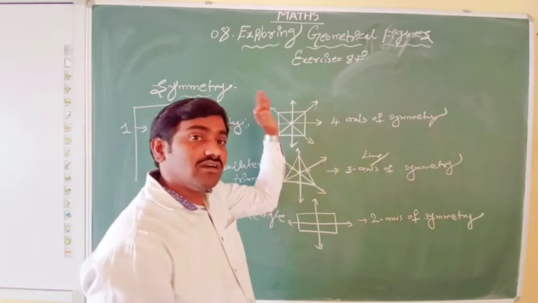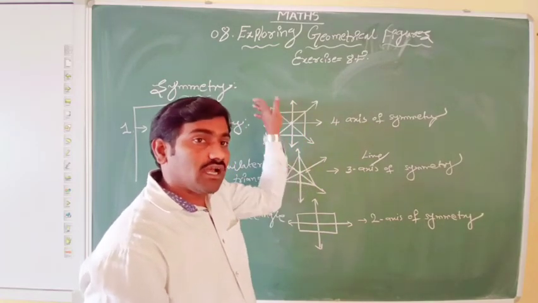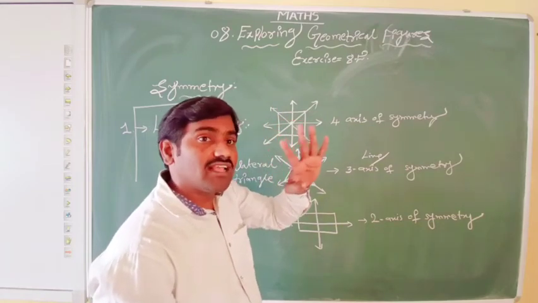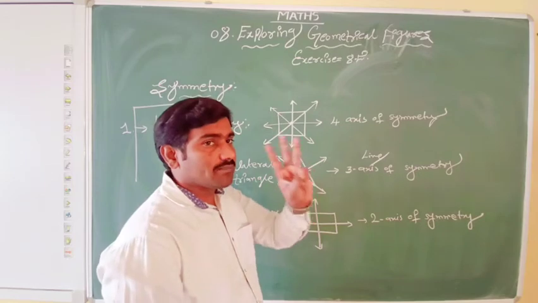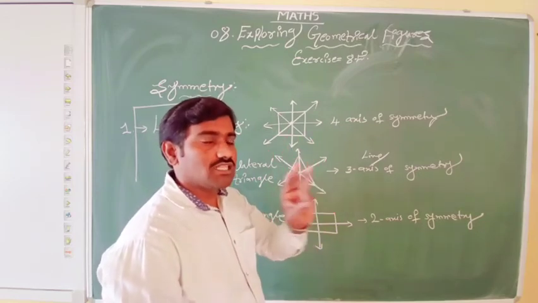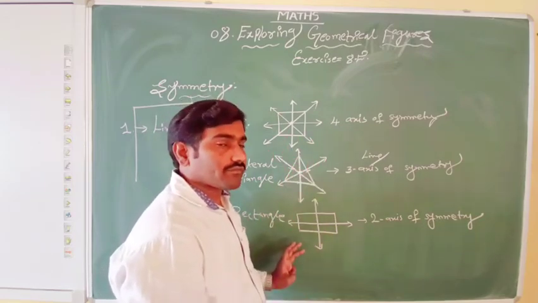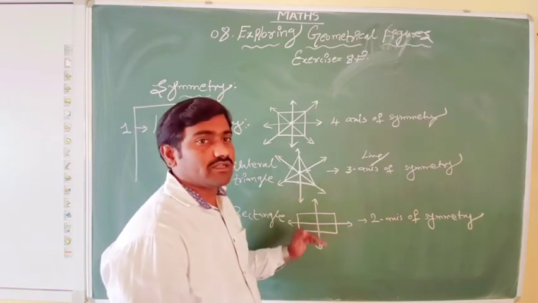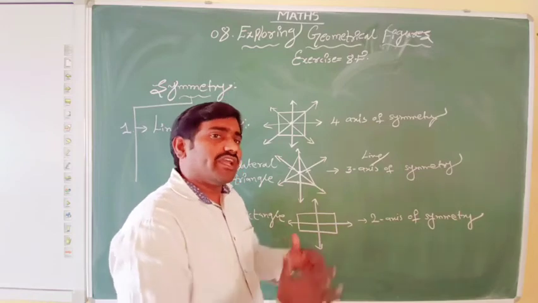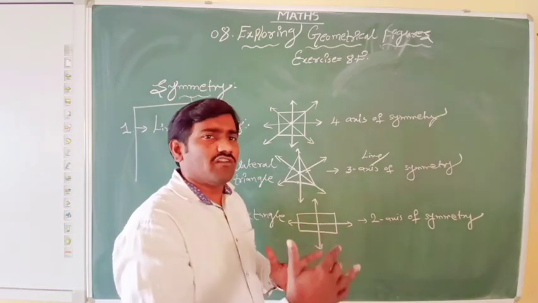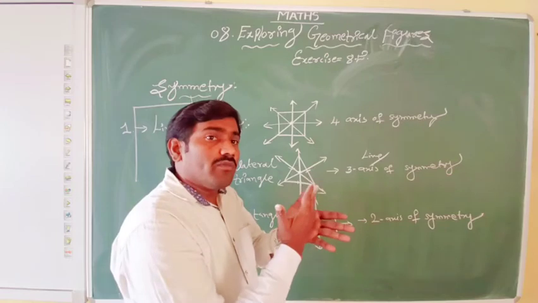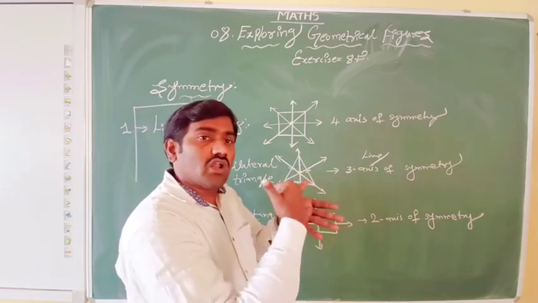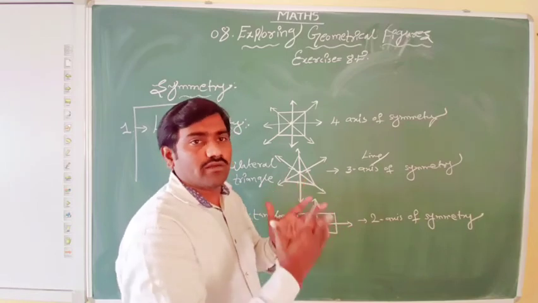How many lines here? Vertically, horizontally and diagonally. A square has 4 axes of symmetry or 4 line symmetry. An equilateral triangle has 3 axes of symmetry or 3 line symmetry. Here a rectangle, an irregular polygon, has 2 axes of symmetry. In the same way, you take any figure or any alphabet, in how many equal identical parts can we divide it, by using vertical line or horizontal line or diagonal lines, whatever.